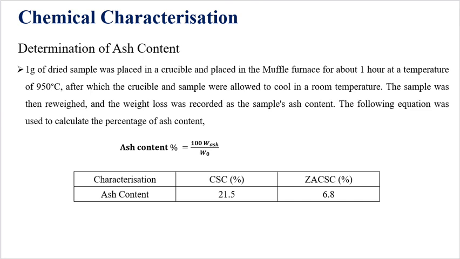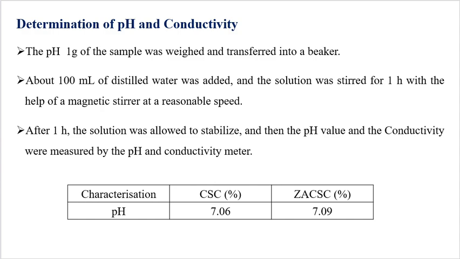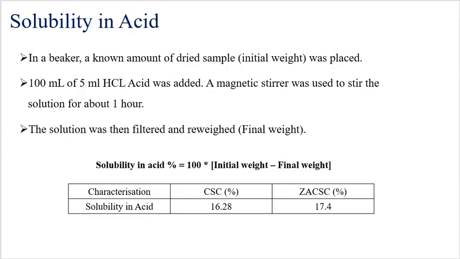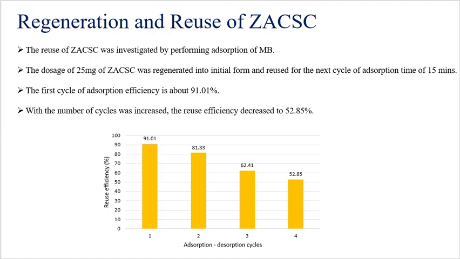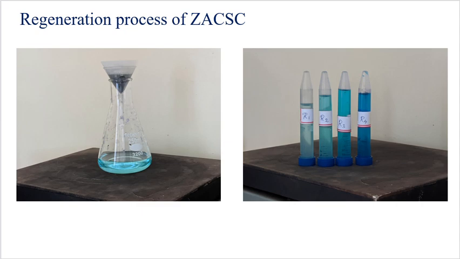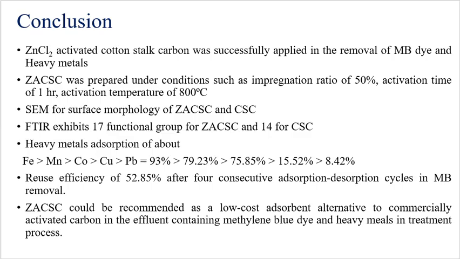So these are the chemical characterizations we did for the studies: ash content, pH, solubility in water, and solubility in acid. Heavy metal adsorption studies were also done. Iron is dominantly adsorbed, 93% of the heavy metal. Regeneration studies were also done. After 4 consecutive cycles, the efficiency is 52.85%. So these are the results of the regeneration process.